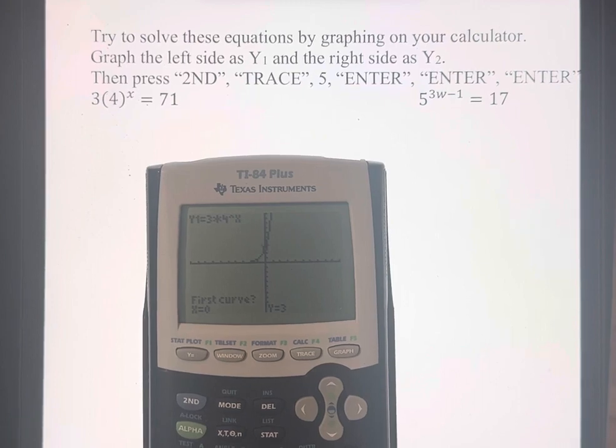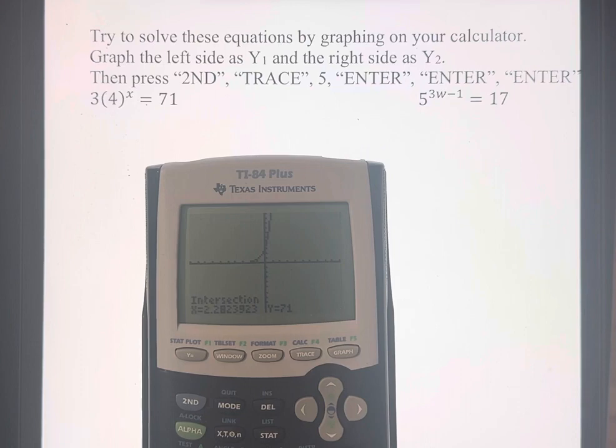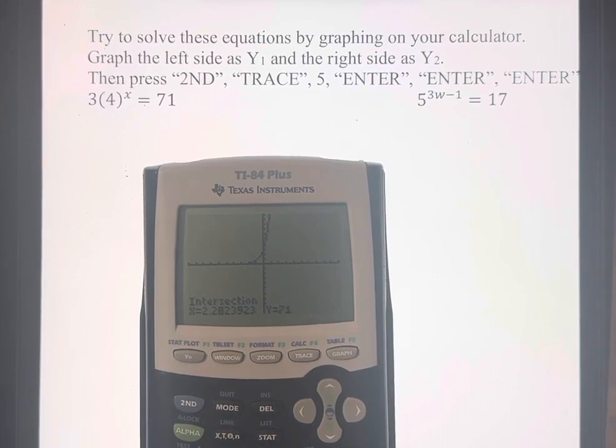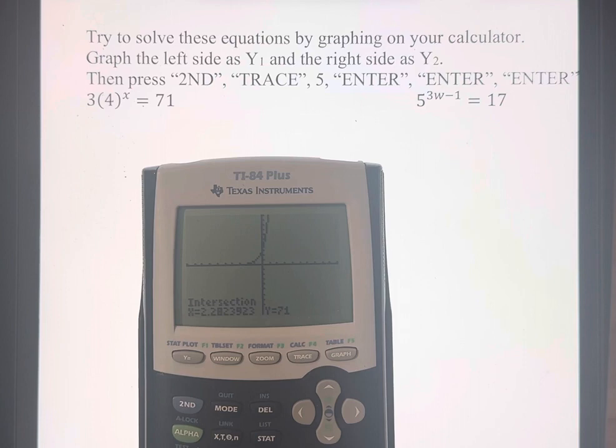When I get to this point where it says first curve, I press enter 3 times. Enter, enter, enter. It thinks for just a moment, and then the x value is the answer. Here we get the x value would be approximately 2.282, and that would be the solution to this equation.